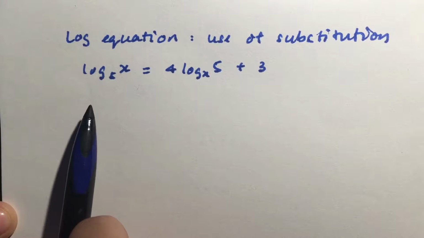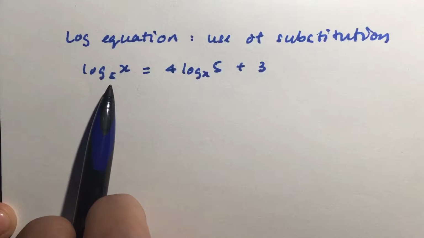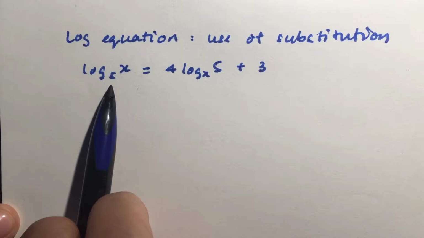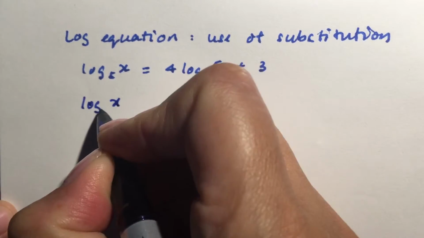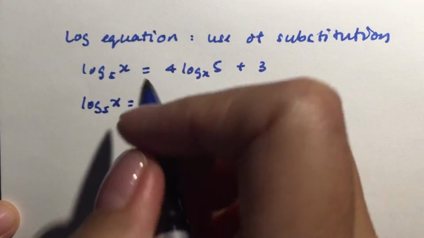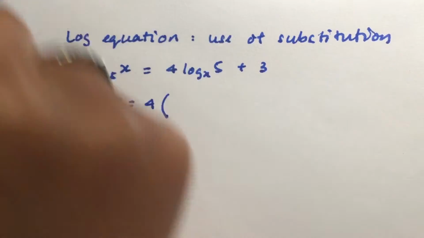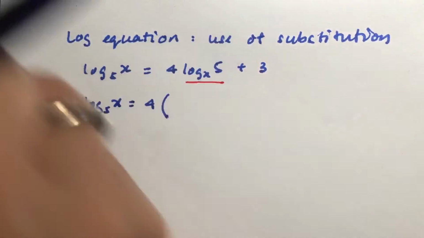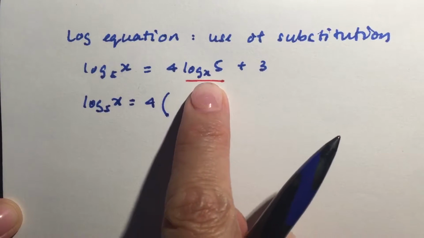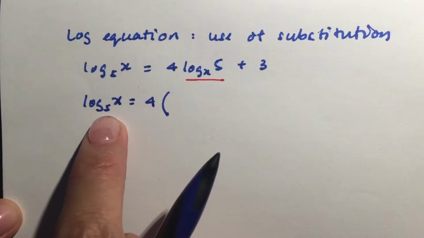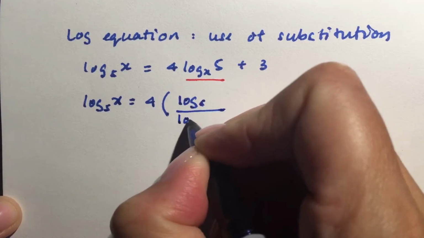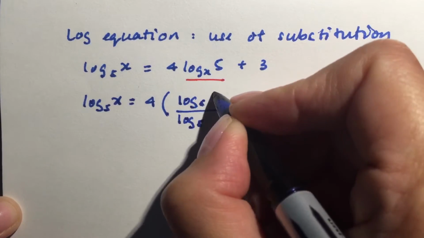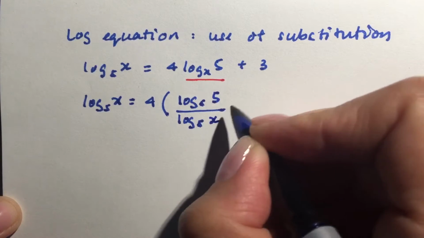So as a rule of thumb, normally what we will do is that we will change it to the number base. Alright, so we will keep this one here. And the 4 is still there, but this one here, log 5 to the base x, we're going to change it to base 5 following this. So we have log base 5, so 5 will go in here and x will go down here.